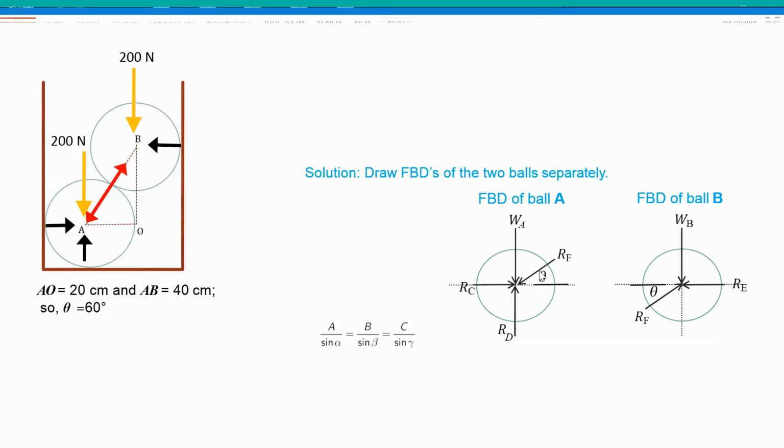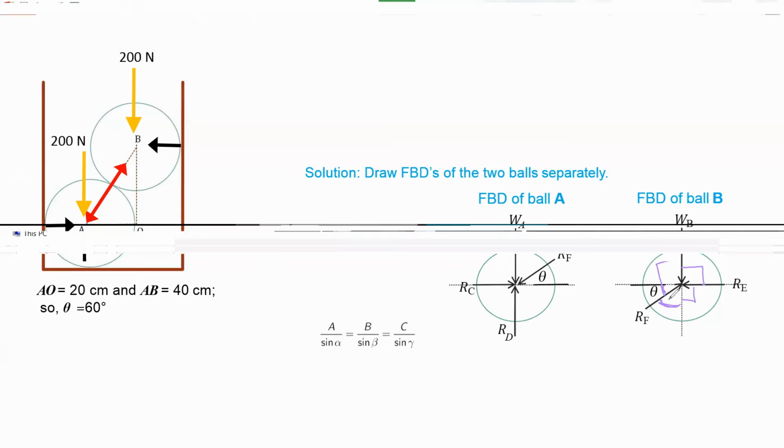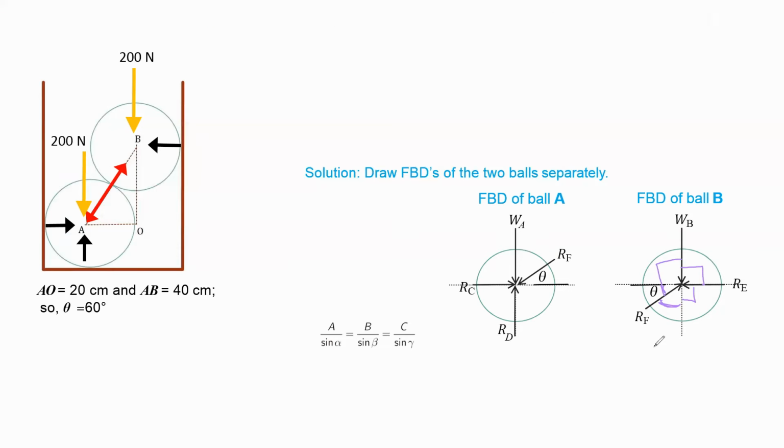Okay, so if you apply Lami's theorem for this problem, then you know this angle is theta, so this angle will be 90 minus theta, and this angle is 90. All the angles are known to you, so you can apply Lami's theorem and find out RF as well as RE. Once RF and RE are known, you can further simplify this FBD into a 3-force system.